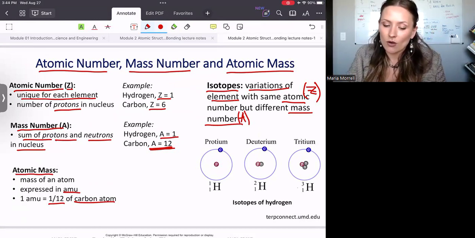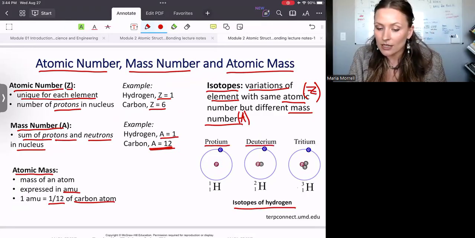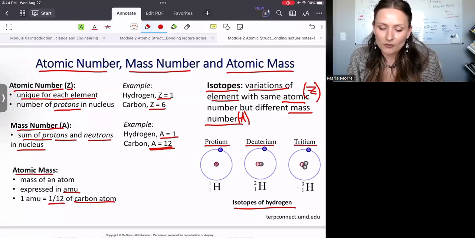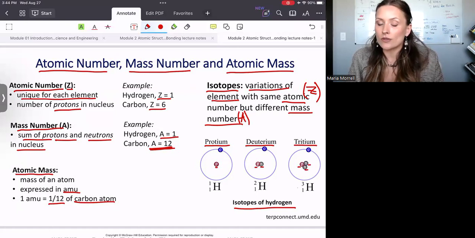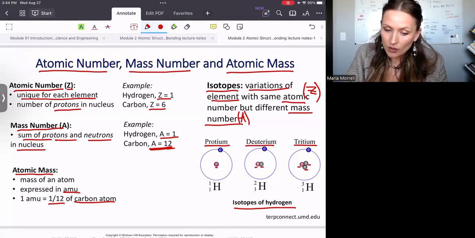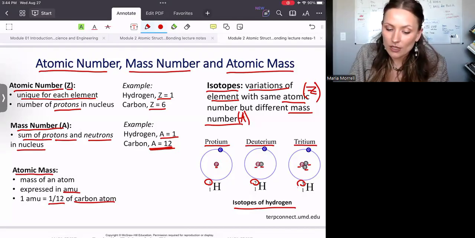Let's consider isotopes of hydrogen. We know that there are three: protium, deuterium, and tritium. I may be pronouncing it wrong. The only difference is that protium will have one proton. Deuterium will have one proton and one neutron. And tritium will have one proton and two neutrons. This is why our mass number is going to be 1, 2, and then 3. But each has the exact same number of protons, and this is why the number Z, the atomic number, is identical for all.